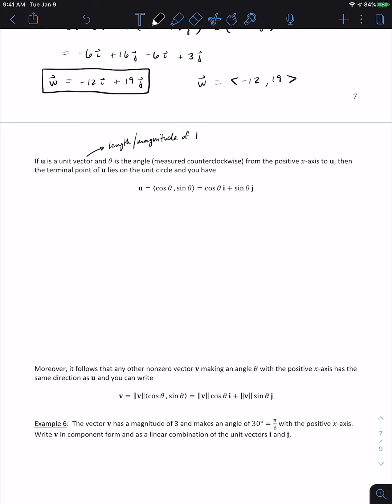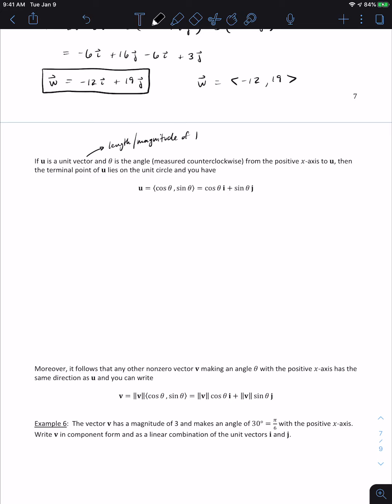And theta is the angle measured counterclockwise from the positive x-axis to u, then the terminal point of u lies on the unit circle. Why? Because if I'm a vector, that means I'm centered at the origin, and if I have length 1, well, remember the unit circle is a circle of radius 1, right? So my terminal point is going to lie on the unit circle. And we have the following.